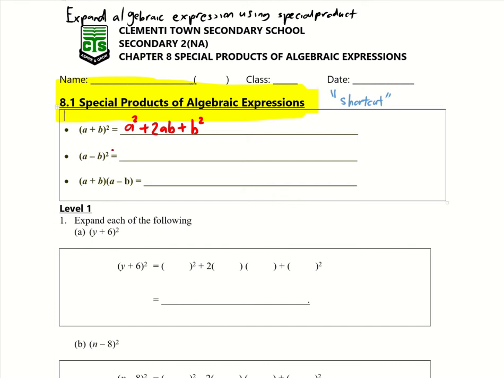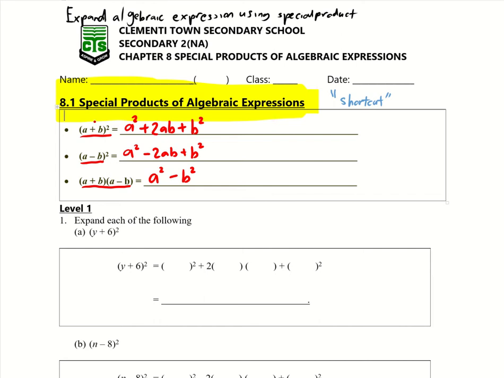Now if I expand a minus b the whole thing square, I'll get almost the same thing except that instead of a square plus 2ab, I will have a square minus 2ab plus b square. And if I expand a plus b, a minus b, I will simply get a square minus b square. So these are your three special products of algebraic expressions. Again, shortcut. As long as my expansion fulfills this criteria, something plus something the whole thing square, something minus something the whole thing square, something plus something multiplied by something minus something, I can easily use this special product to expand. So these are what we call shortcuts.